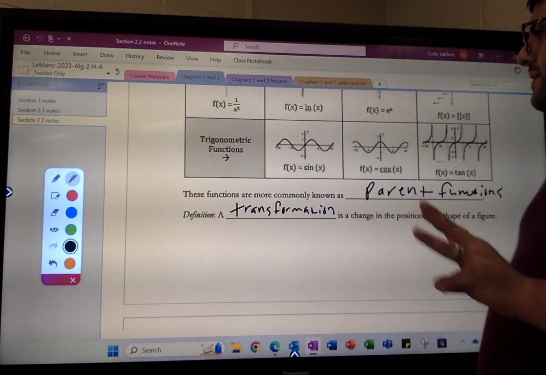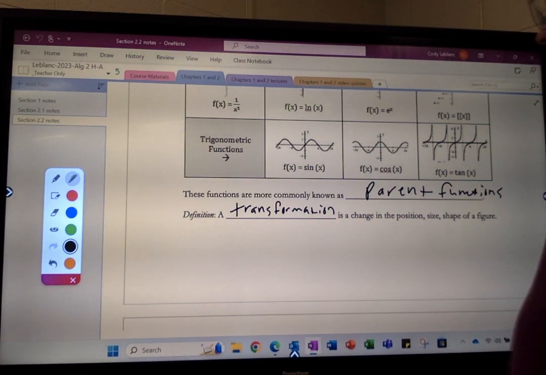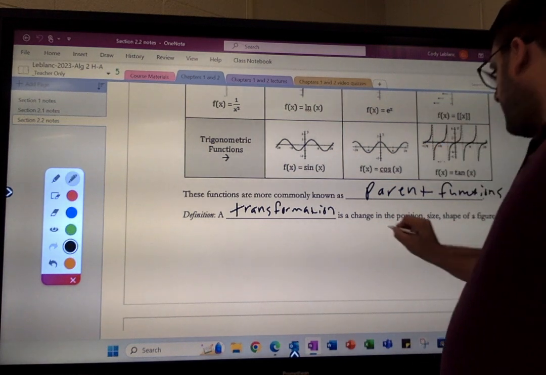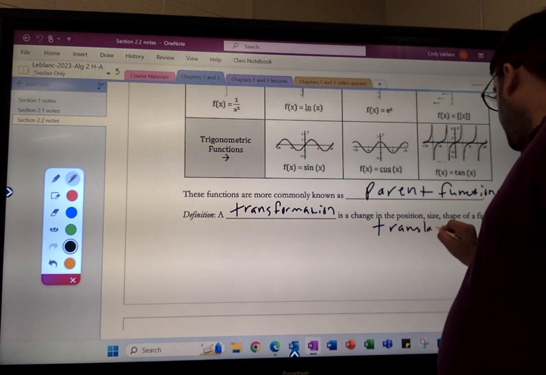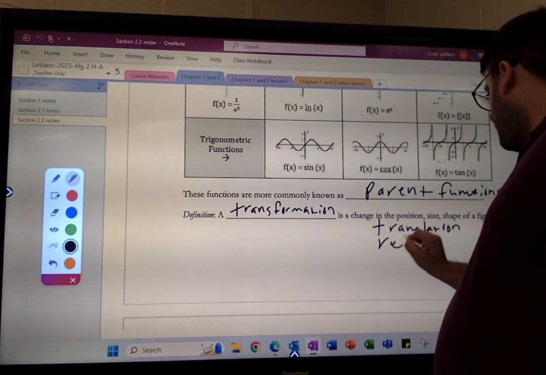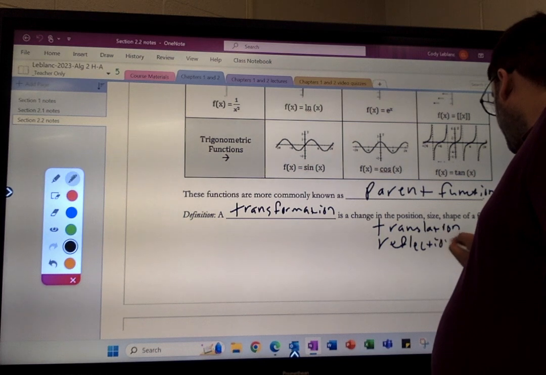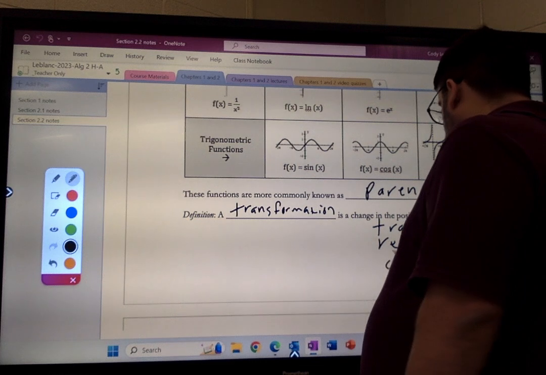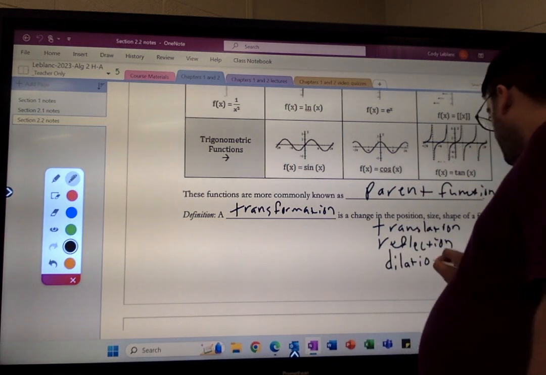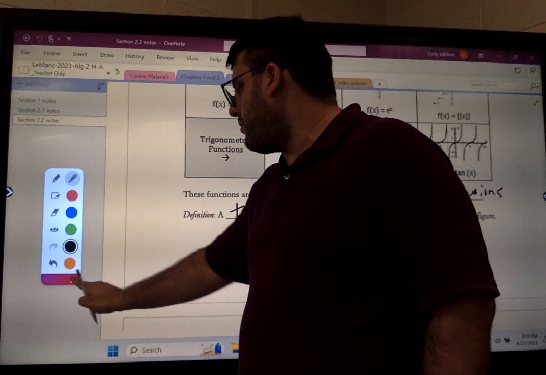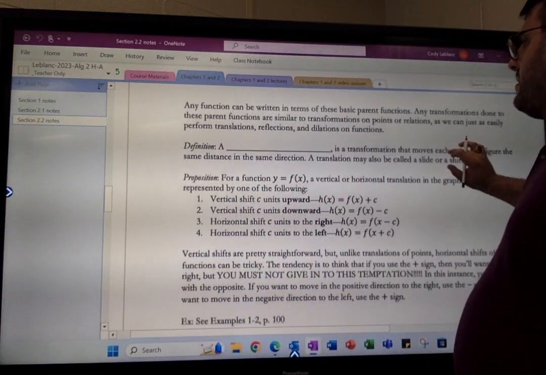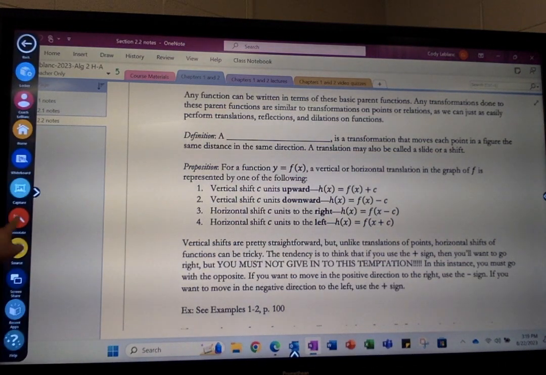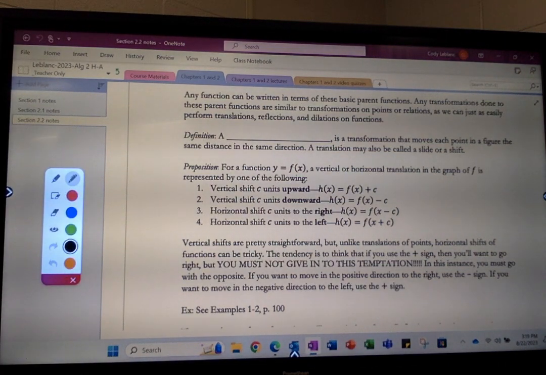Okay. There are 3 main types of transformations that are covered in this section. There's translation, there's reflection, and the third one is dilation. And we'll cover all 3 in this section here. So the first one that we're going to talk about is translations. Translations are probably the easiest ones to remember.